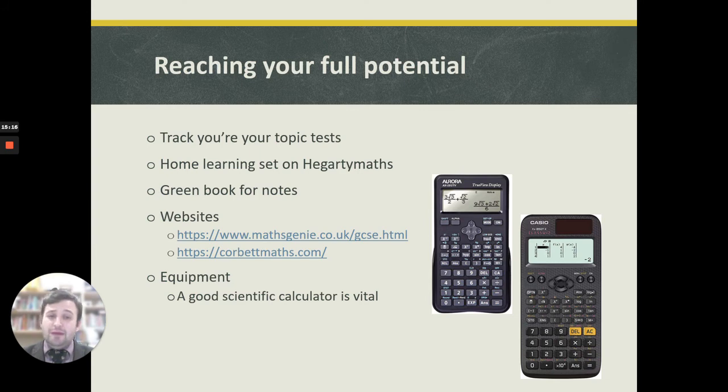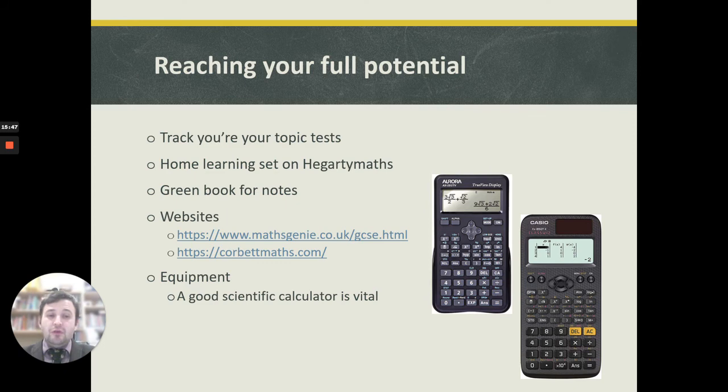Also, equipment is massive, and a good scientific calculator is vital. There are lots of scientific calculators available. I've put a picture of 2 of them on here. The Aurora one is sold in the library, so students can go and ask in the library how much they are. I believe they're around about the £5 or £5.50 mark. Or the Casio calculator that I've pictured here, which is available nearly everywhere.